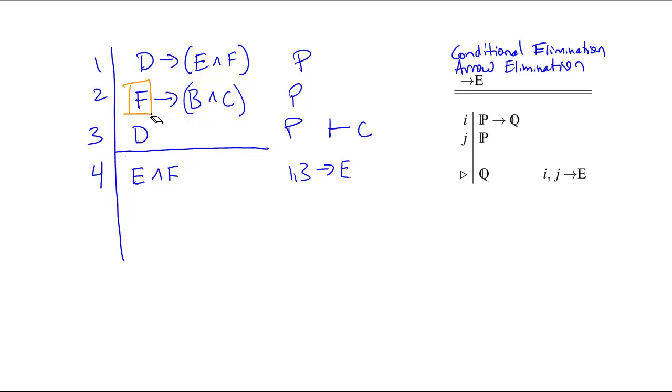Clearly all we need to do is to use conjunction elimination to get the F from line 4. Wedge or and elimination, conjunction elimination, all the same thing. Now line 5 does match the antecedent of line 2, so we can use those together to get B and C.